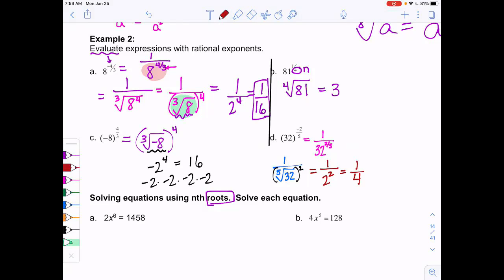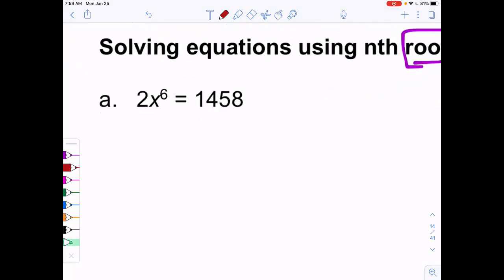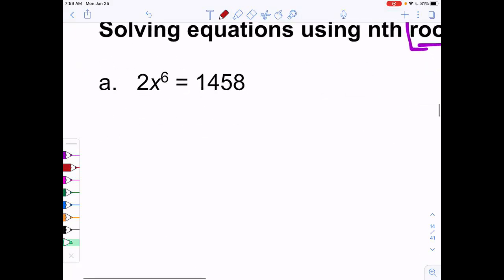So the last group of problems that we're going to look at today want us to solve the equation. I mean, pretty much the whole goal of algebra is to solve for x. So we're going to try and solve for x. It says by using nth roots. So when you're solving for x, this is when we have to think about, is it a plus or minus answer? Because we're physically solving for the x in the equation. So the first problem, 2x to the 6th equals 1,458. Think about the steps of solving an equation.